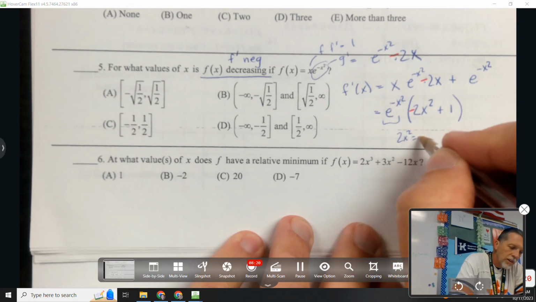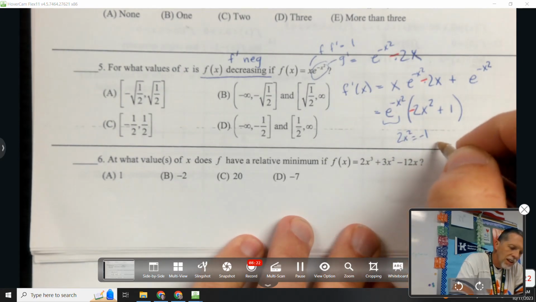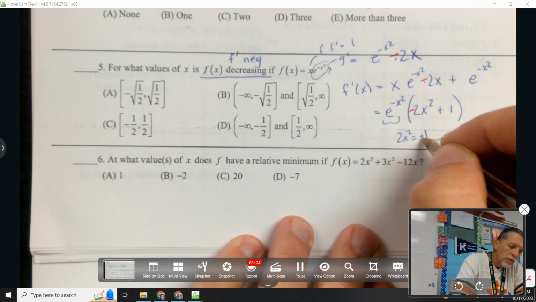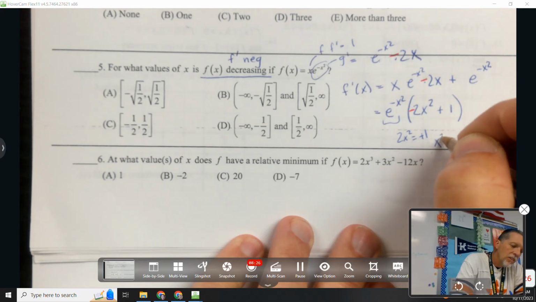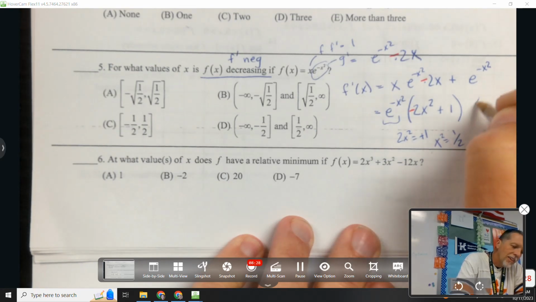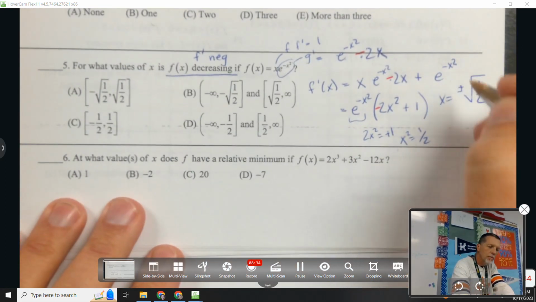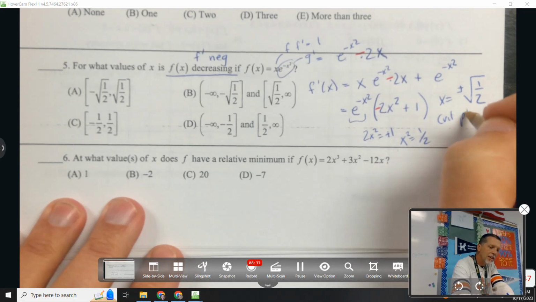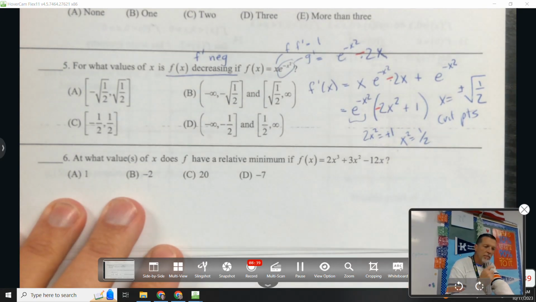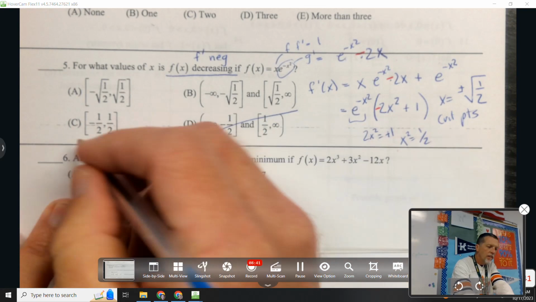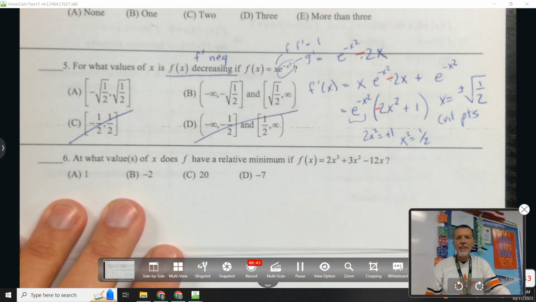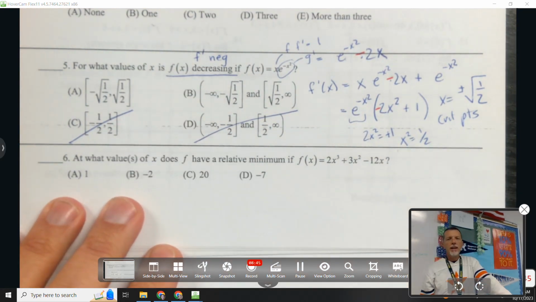2x squared equals negative 1. That means, or no, 2x squared would equal positive 1. So x squared equals 1/2. So x equals plus or minus the square root of 1/2. So those are my critical points. Potential maxes and mins. So I can throw out C and D. It's got to be A or B.